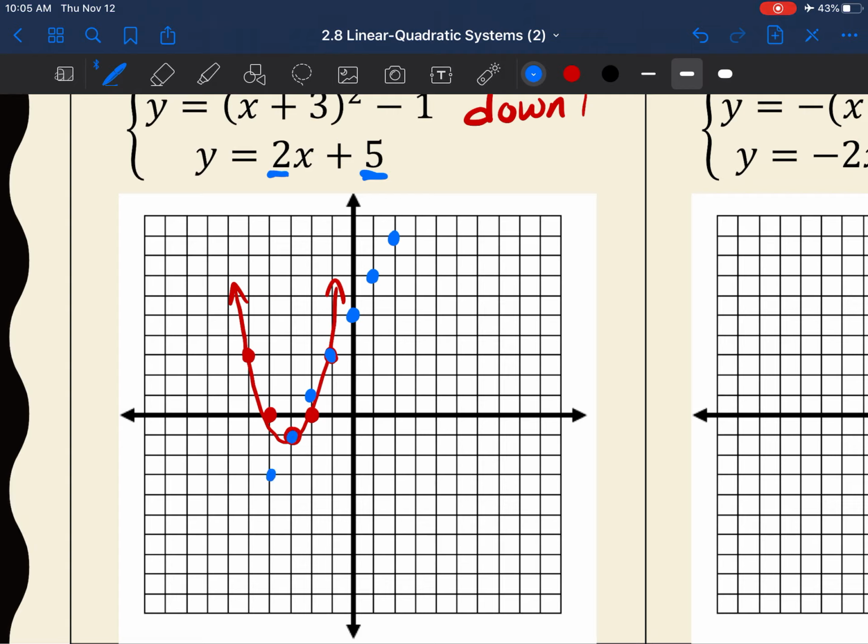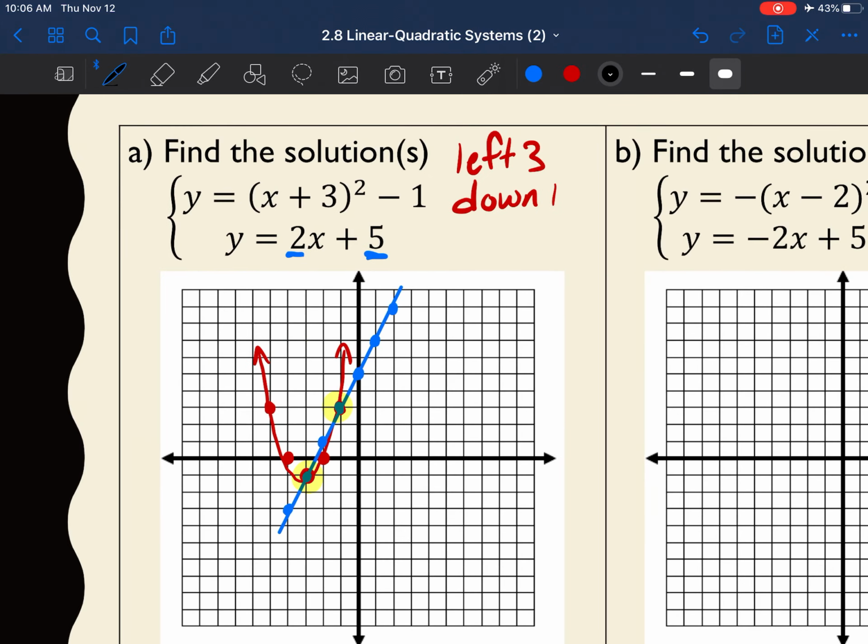because parabolas and lines can cross up to twice. They can either cross once, cross twice, or just not cross at all. And that would be no solution. But it looks like these do cross. So the intersections are right here and right here. So we're going to write those coordinates, and that will be the solution to this system of equations.